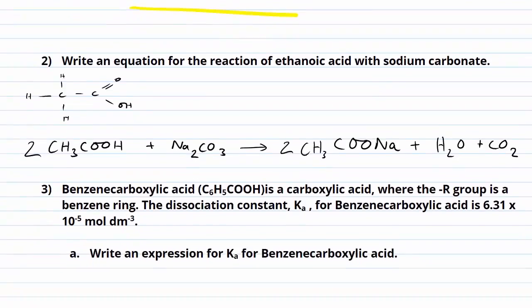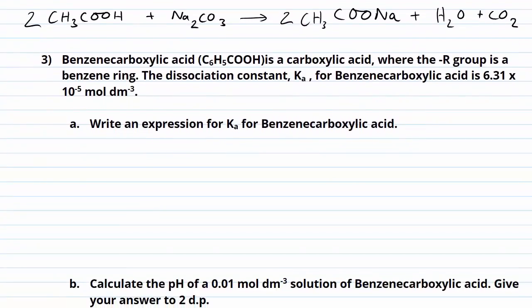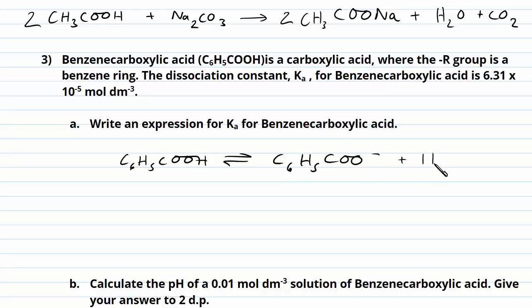So now to move on to the slightly trickier part 3. To write an expression for the Ka, the acid dissociation constant for benzene carboxylic acid. So the first thing I'm actually going to do is I'm going to write out the equation for the dissociation of benzene carboxylic acid, because I think that will help me. So we have C6H5COOH. And we know our carboxylic acids are weak acids, so it's a reversible reaction. And that's going to dissociate to C6H5COO minus plus H plus.